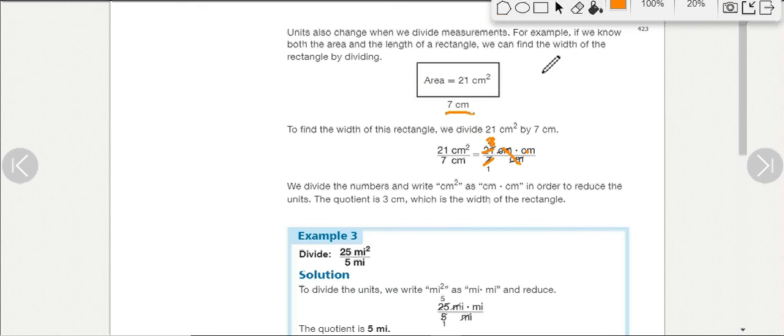Basically, if you divide 21 centimeters squared, an area measure, by 7 centimeters, which is just a length measure, a different kind, you can divide those. It's not adding or subtracting, so it's okay. And the answer is 3, just plain centimeters. Width, length, area for, let's say, this rectangle. You could show it like that.